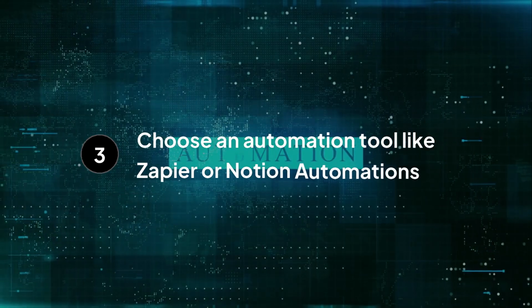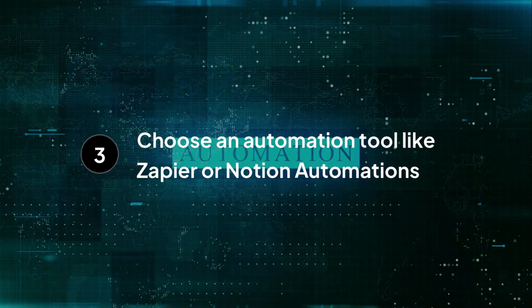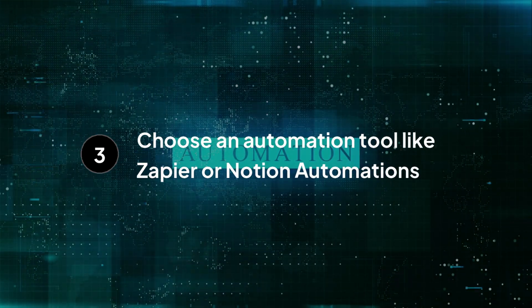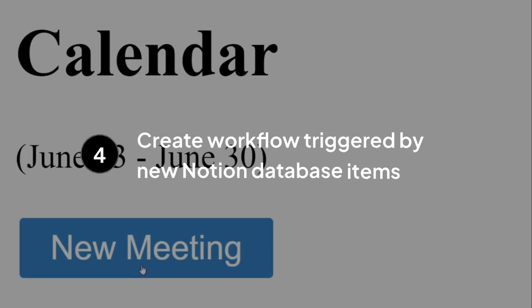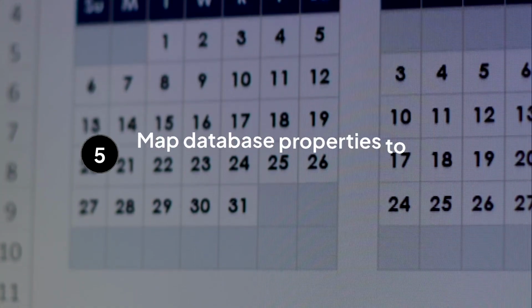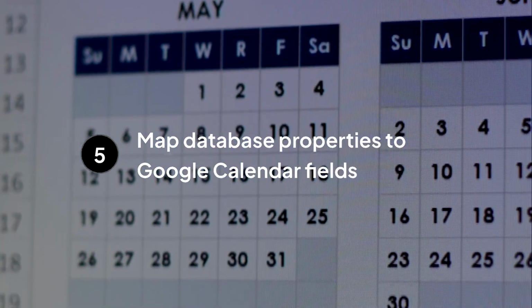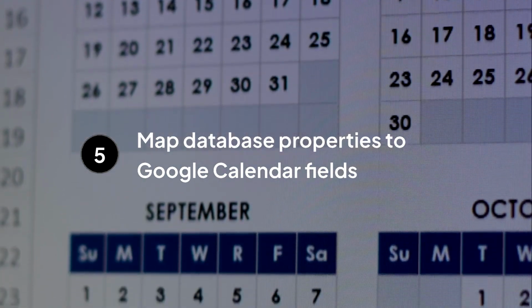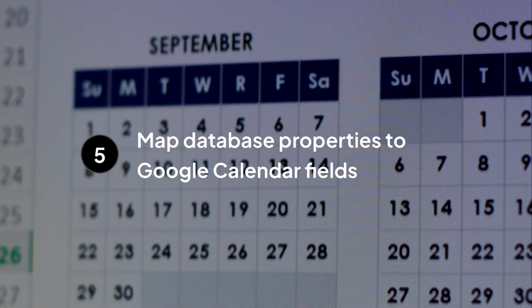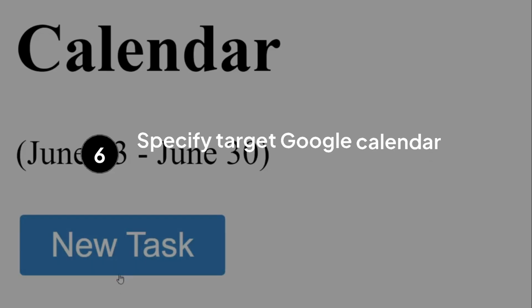Next, choose an automation tool such as Zapier or Notion Automations. Create a workflow where the trigger is when a new item is created in your Notion database, and the action is create Google Calendar event. Map your database properties to calendar fields: title to event name, date to start and end time, and any notes to the event description. You can also specify which Google Calendar to target if you maintain separate calendars for work and personal.